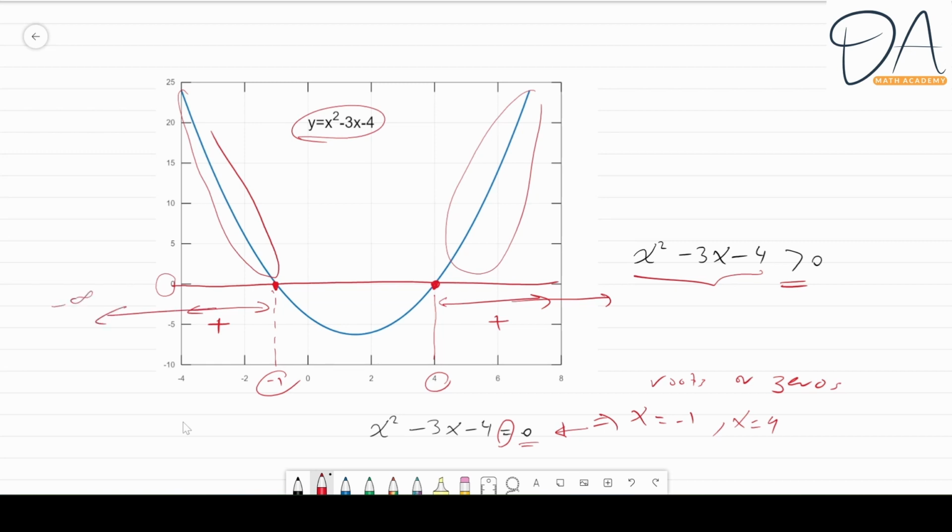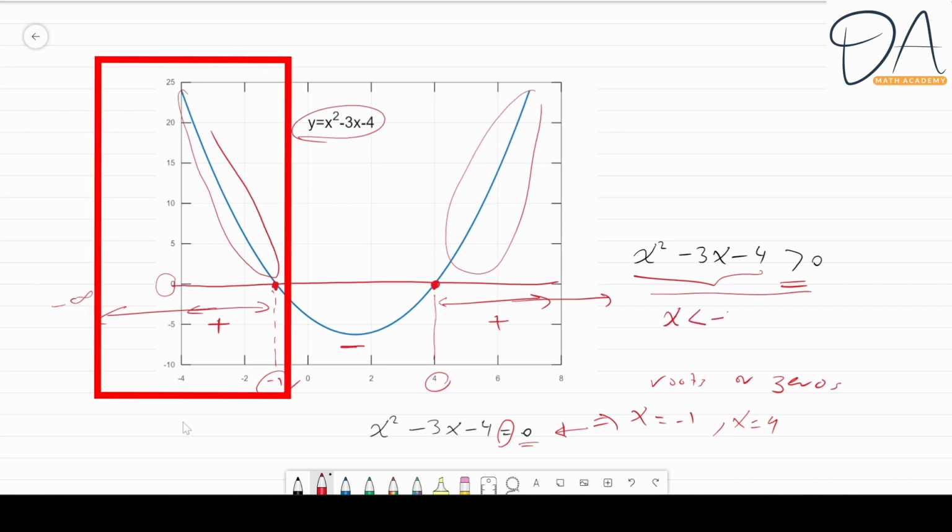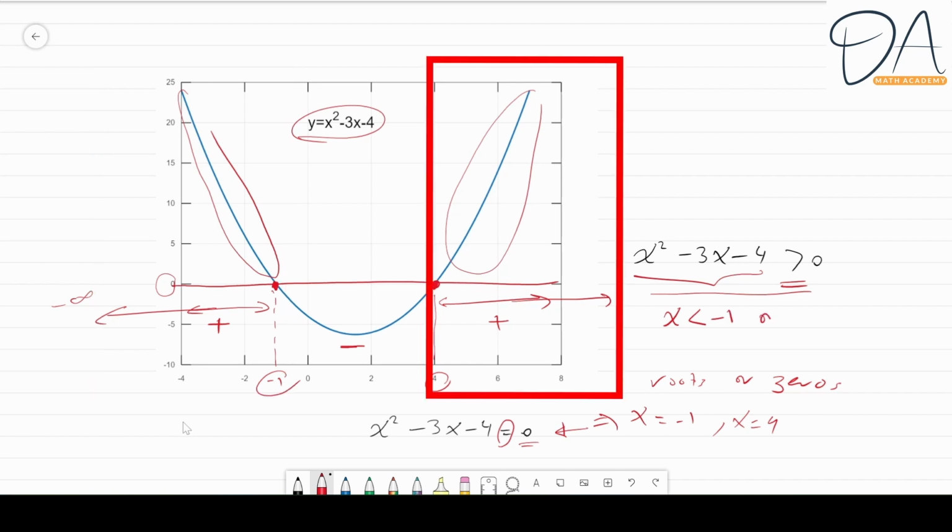And then the middle part, this one, it's actually negative. And at the points of crossing with the red line, this is where we have the zeros. So the solution to this quadratic inequality will be simple. By looking at the part where this is positive, we can see that this happens if x is less than minus 1 or x is greater than 4.